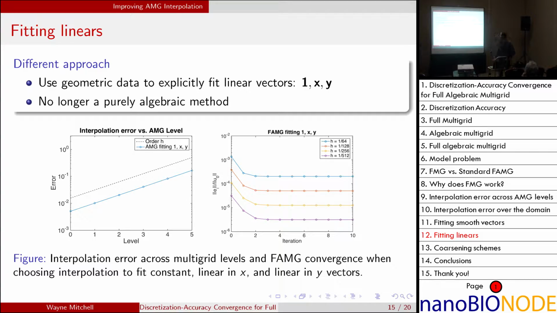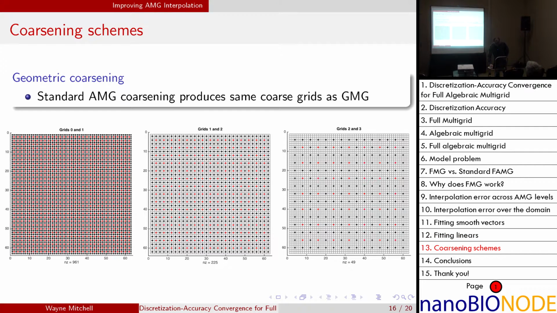And if you do that, again, you recover nice scaling of the interpolation error, and you recover nice convergence to discretization accuracy. So this, again, like I said, is no longer purely algebraic, but getting things like the locations of degrees of freedom is usually readily available in finite element codes and things like this. So this is not a big deal in terms of reducing the algebraicness of the method.